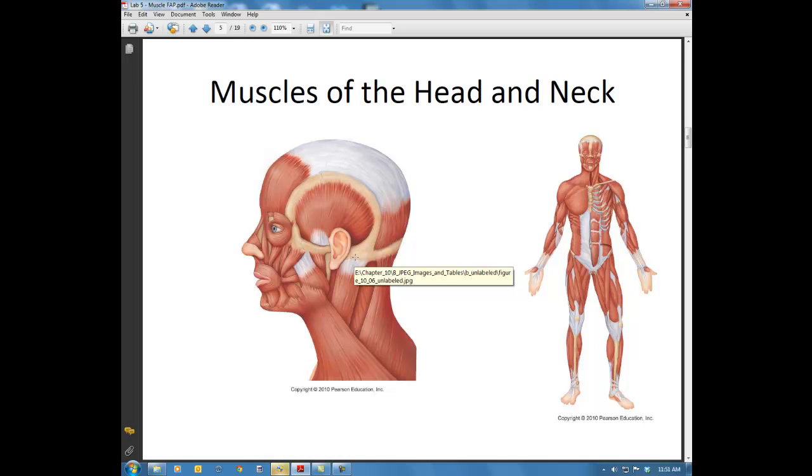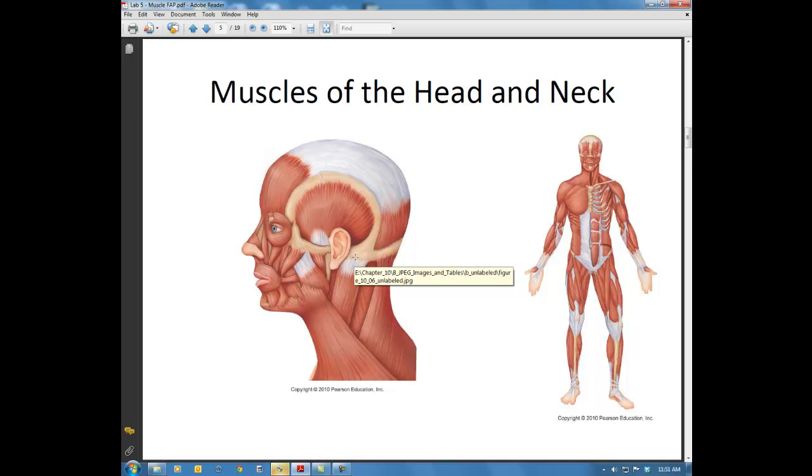Like if I'm turning my head to the left, the sternocleidomastoid muscle on the left side is what's working to pull my head to the left. If I turn my head to the right, it's the sternocleidomastoid muscle on the right that's turning my head to the right. If I contract both muscles, it would bring my chin to my chest, or it would flex the head. So it depends if we're contracting one or both in terms of which way the head is going to move.